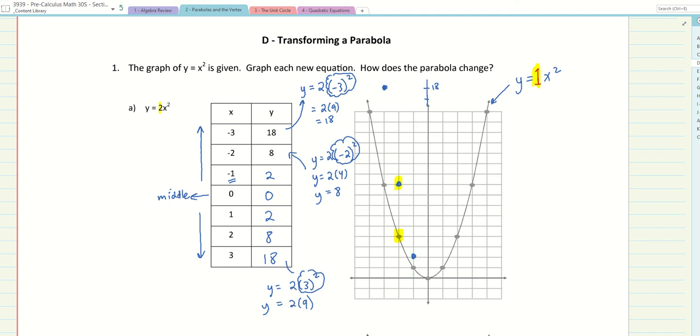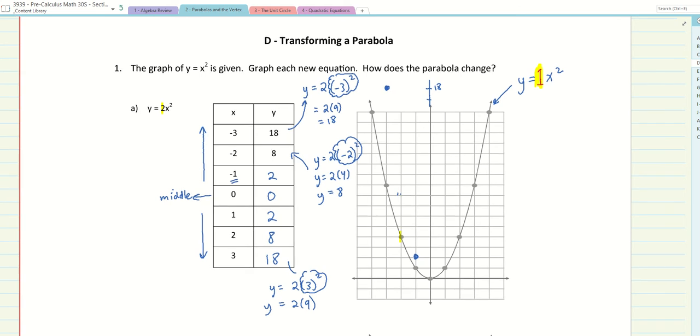If we continue on with this, I'm just going to erase that yellow stuff there. 0, 0. Something with a height of 0, if you double it, is still 0. 1, 2, twice as high as it used to be. 2, 8, twice as high as it used to be.